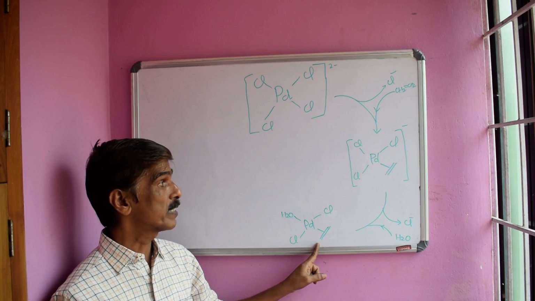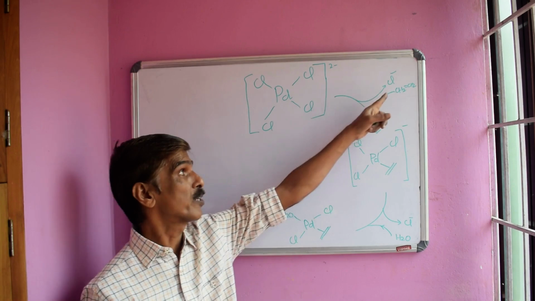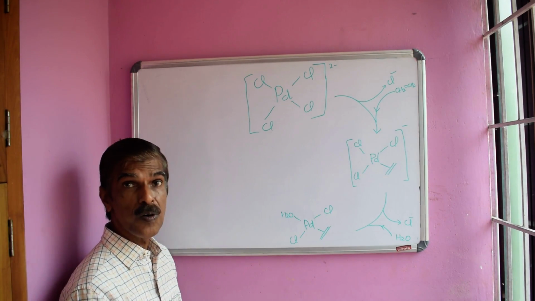And you can see that 2 chlorides are removed, so that the 2 negative charges are also removed, and the 2 neutral molecules are introduced, water and ethene. Okay.